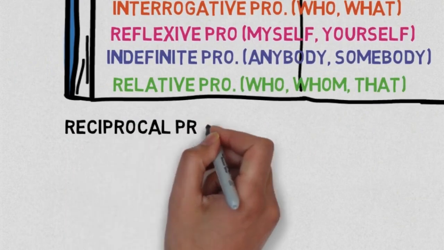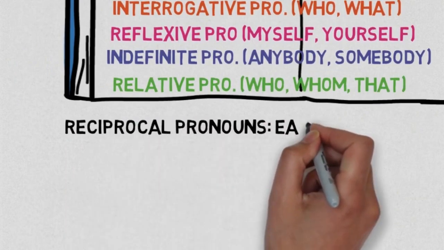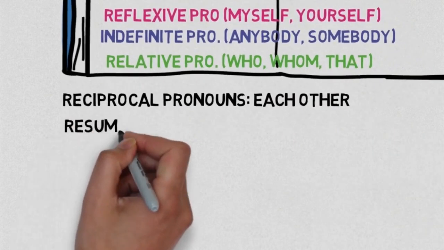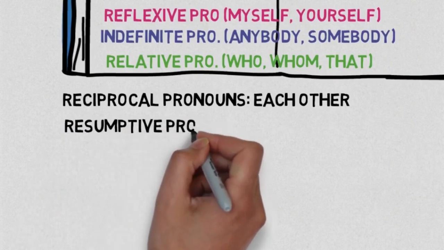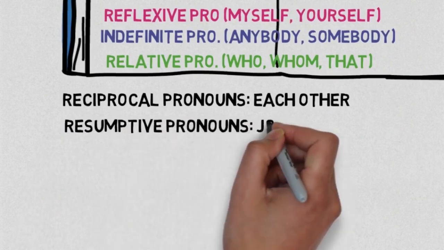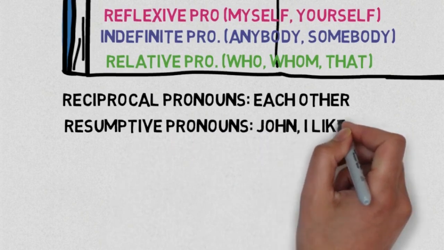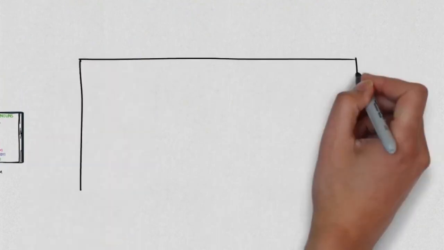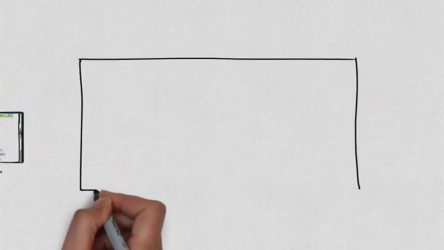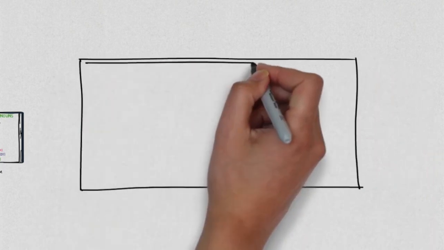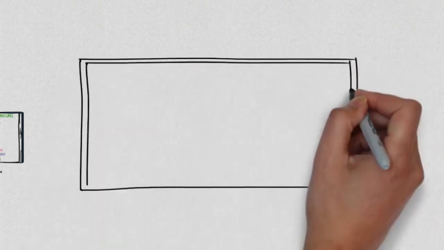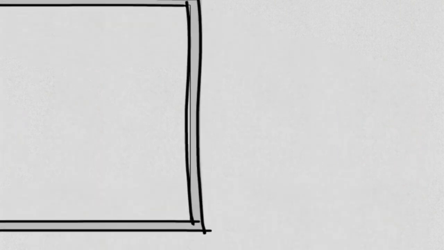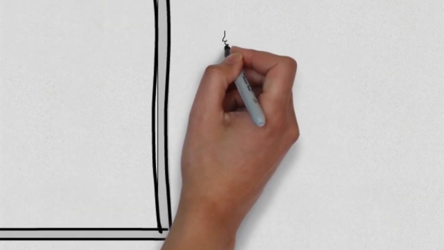Other types of pronouns can also be added to the above list, like reciprocal pronouns, which are words expressing a two-way relationship, like each other, one another, and resumptive pronouns, or shadow pronouns, that refer to the noun or the noun phrase, as in John, I like him. The translation of the above types of pronouns into Arabic is a straightforward process. So, we will rather focus on some aspects of pronouns that are not equivalent in either language.